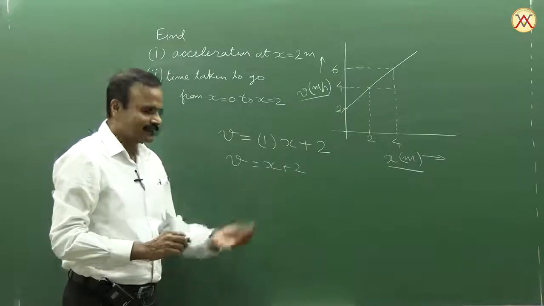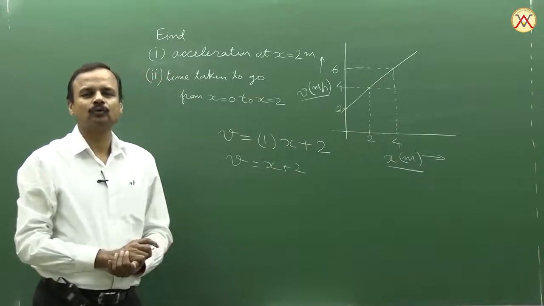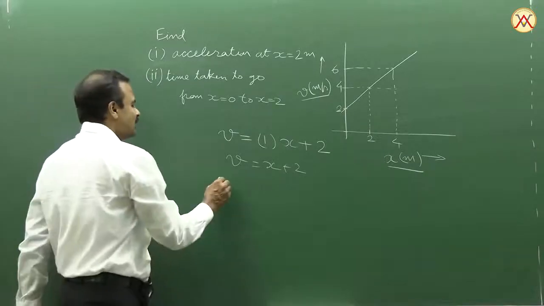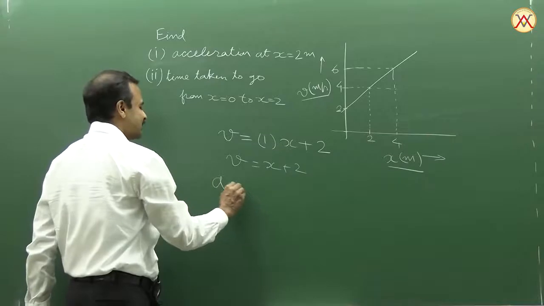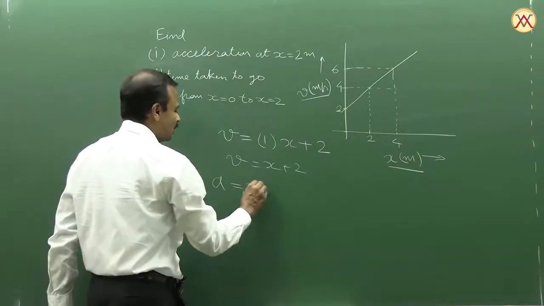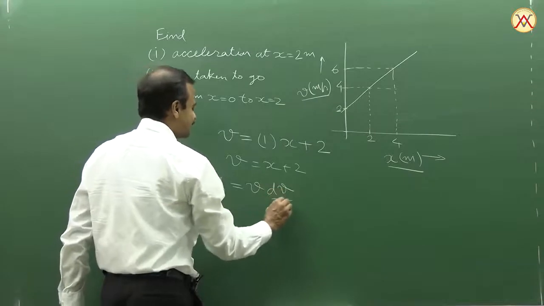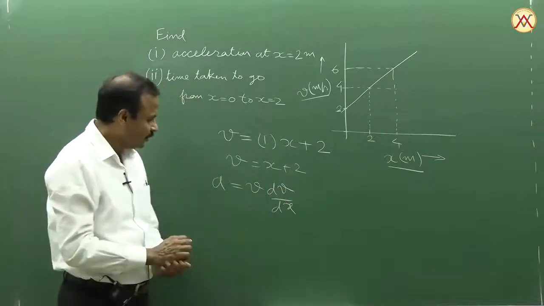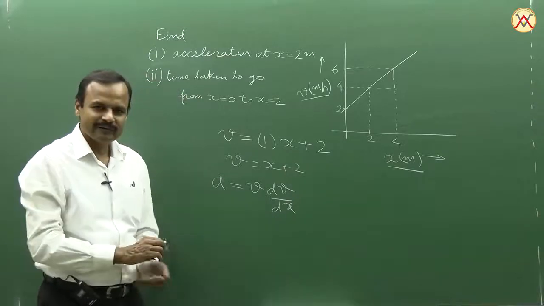Now if v is given as a function of position, how to find acceleration? You can use the relation for acceleration in terms of v and x, and that is v dv by dx. You must be familiar with it by now. Using chain rule, we get this relation.